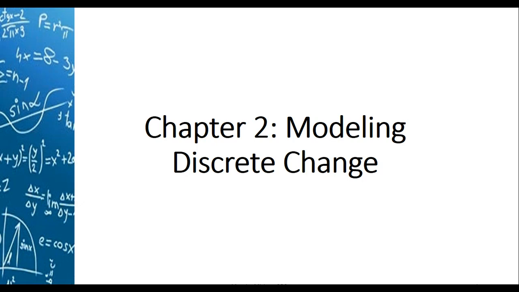Hello. Okay, so now we are focusing on chapter 2, which is the modeling of discrete change. Basically we start to look at the dynamic system, all right? So I use this slot. I separate this slot into three categories.